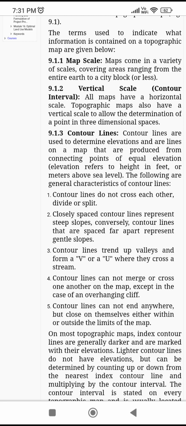And these are some properties. Contour lines do not cross each other, divide or split. Closely spaced contour lines represent steep slopes. Conversely, contour lines that are spaced far apart represent gentle slope.